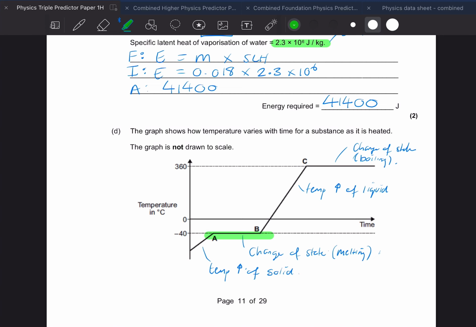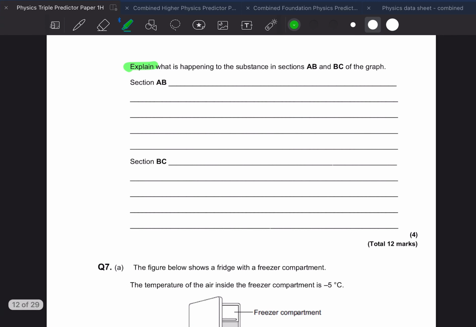So what is happening, well, we've already said, is a change of state, and it is melting. So A to B shows a change of state from a solid into a liquid, and we call that melting. That's 1 mark. We need 2 marks for each one, so we have to explain it.